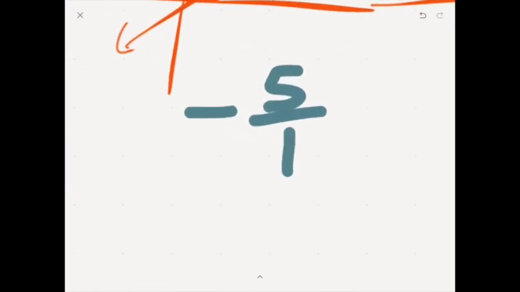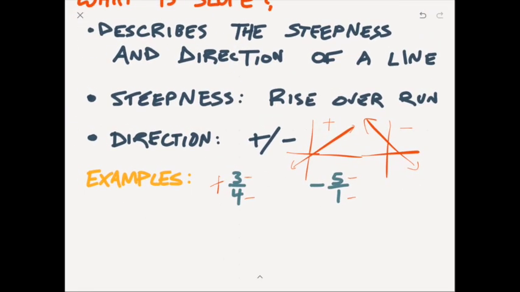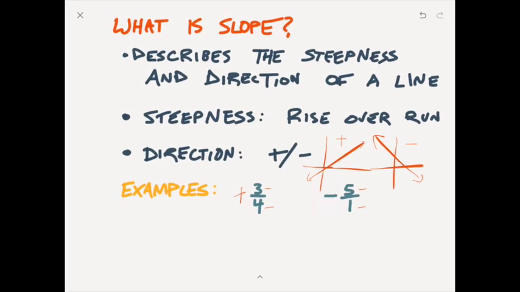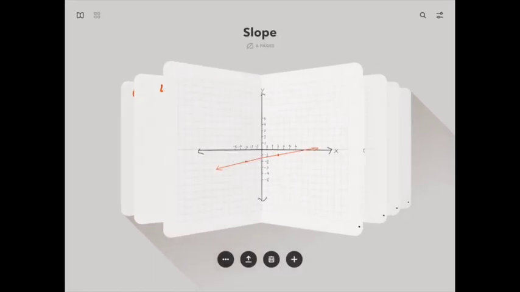-5/1, same idea. This tells me that it's going to rise 5 for every 1 that it moves sideways, so it actually moves up pretty vertically. And the negative tells me it's going to do that in the negative direction, up to the left. So you can look at the slope and know a lot about a line. It's a good measurement, very accurate. Let's look at how it's calculated.